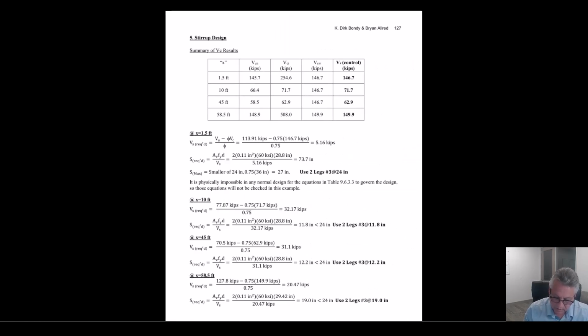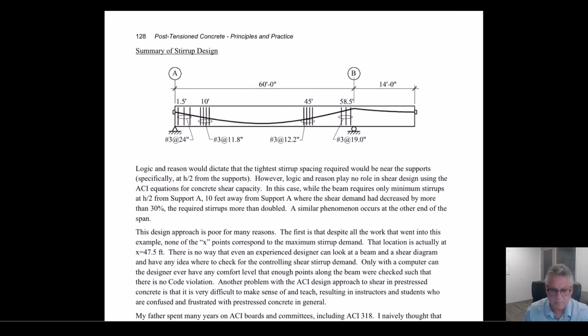You're also going to see strange results. When all this is said and done and you design the stirrups, you're going to come up with something that looks like this. And where you expect to have the tightest stirrup spacing, you likely won't. As you get away from the maximum shear and decrease the shear substantially, you're actually going to need more stirrups. Doesn't make any sense. Again, same thing coming from the other direction. You're approaching a zero shear somewhere in this range, but you need more stirrups. And when you get back to where you'd expect to have the tightest stirrup spacing, they start spreading out again.